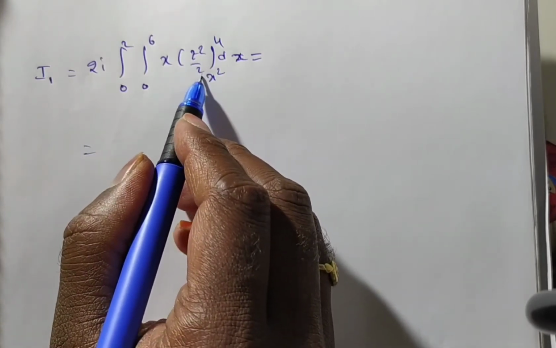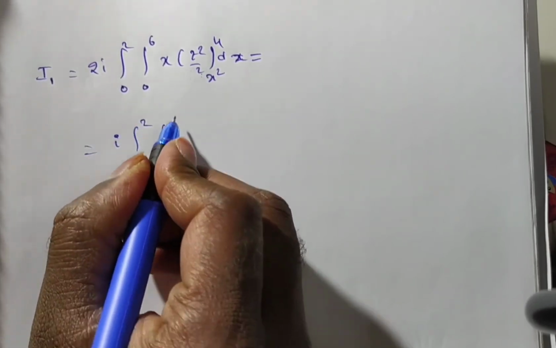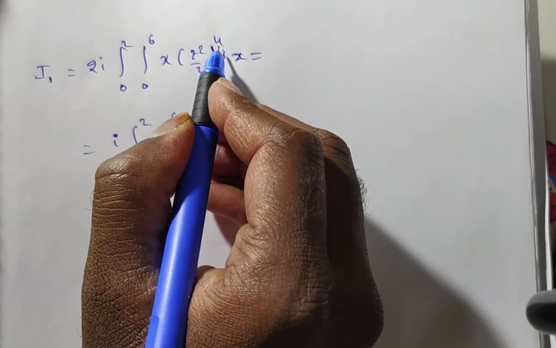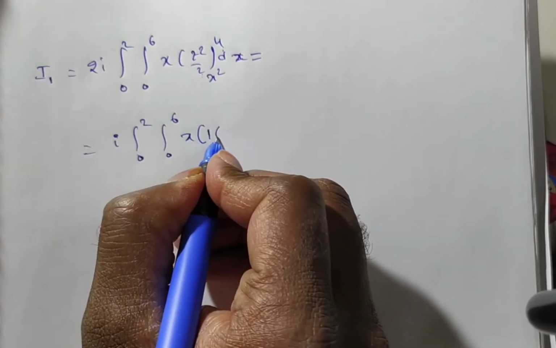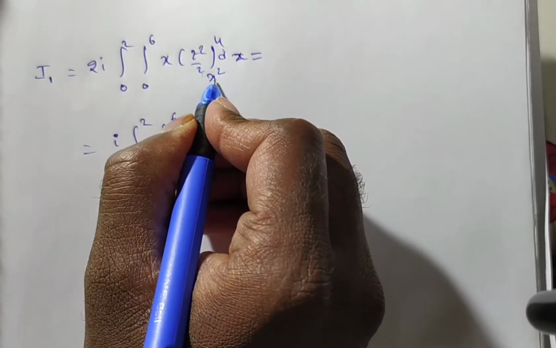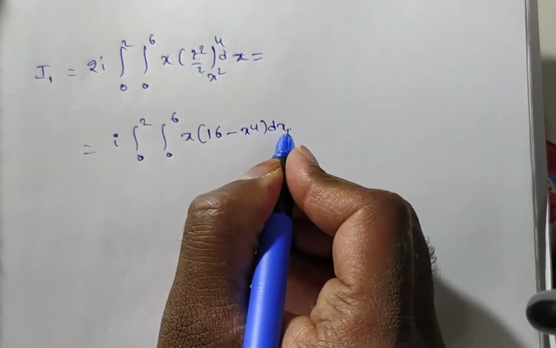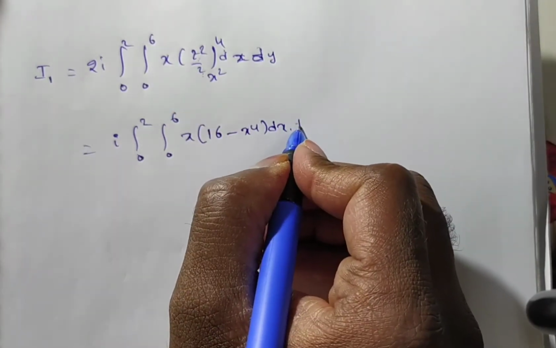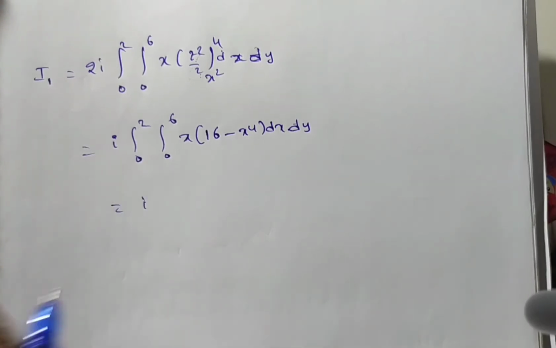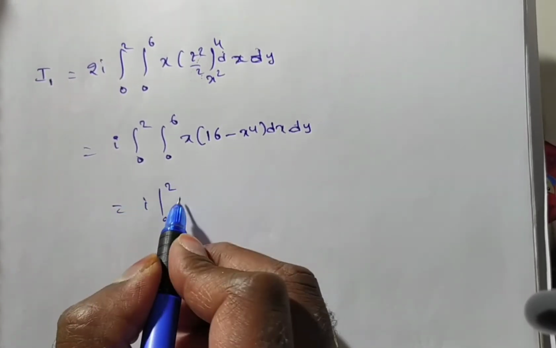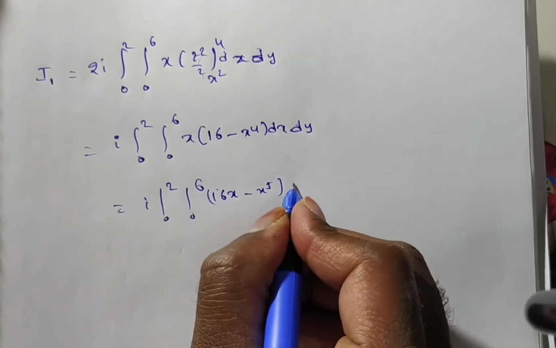The denominator 2 is a constant, you can take it to the left side, then the 2s get cancelled. So i times the integral 0 to 2, integral 0 to 6, x times, if you substitute the upper limit, you will have 4 square, which is 16, minus the lower limit, if you substitute x square, then x square whole square is x to the power of 4, into dx dy. Now i times the integral 0 to 2 and integral 0 to 6. If I multiply inside, I will have 16x minus x to the power of 5 into dx dy.